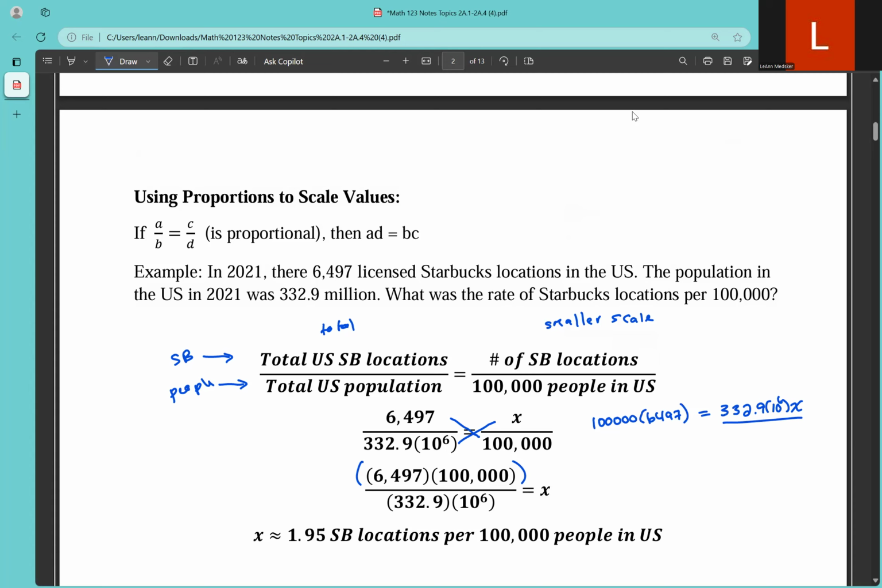Okay, that's what we're doing. So that's where I get this 332.9 times 10 to the sixth. Again, if you're going to type that all into your calculator at one time, which you should because you don't want to round too early, you're going to put parentheses around that whole denominator. So this is what our x should equal.